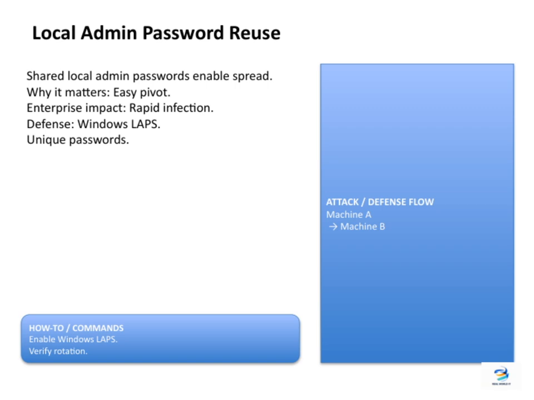From a defense perspective, the key solution is implementing Windows LAPS. By ensuring that each machine has a unique, automatically rotated local administrator password, we significantly reduce the risk of lateral movement. Unique passwords make it much harder for an attacker to reuse credentials across devices, thereby strengthening our overall security posture.